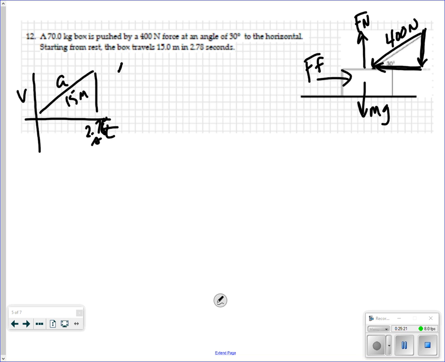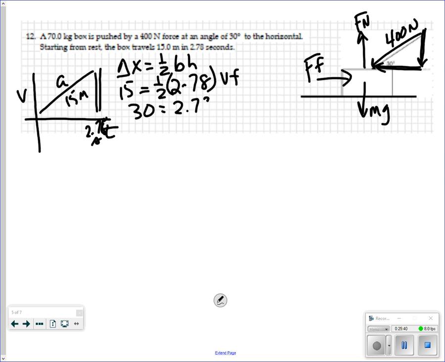Okay, so let's start with area under the curve. It's a triangle, so I'm going to use 1/2 base times height. 15 equals 1/2 times 2.78, and the height is what I'm looking for. That's my final velocity here. So 30 equals 2.78 VF, because I moved the 2 over. VF is going to be equal to 10.8 meters per second.